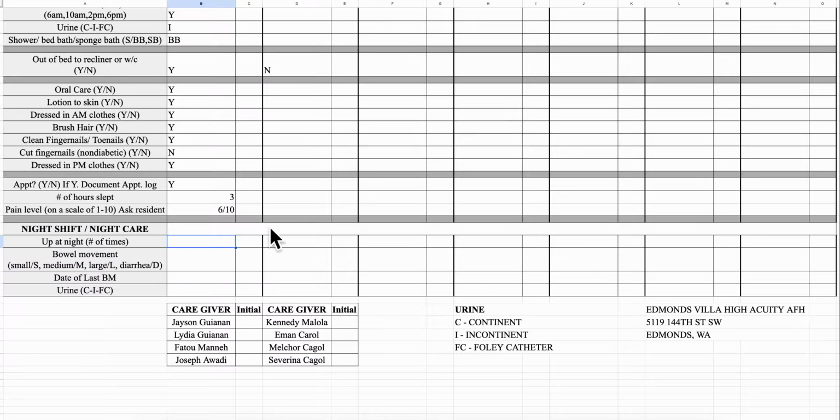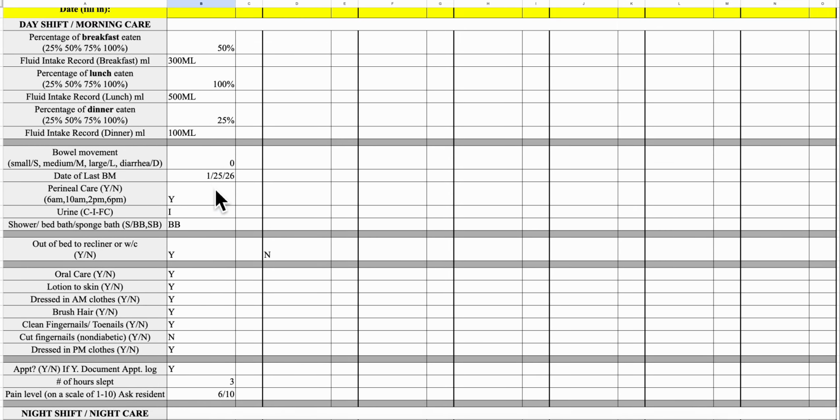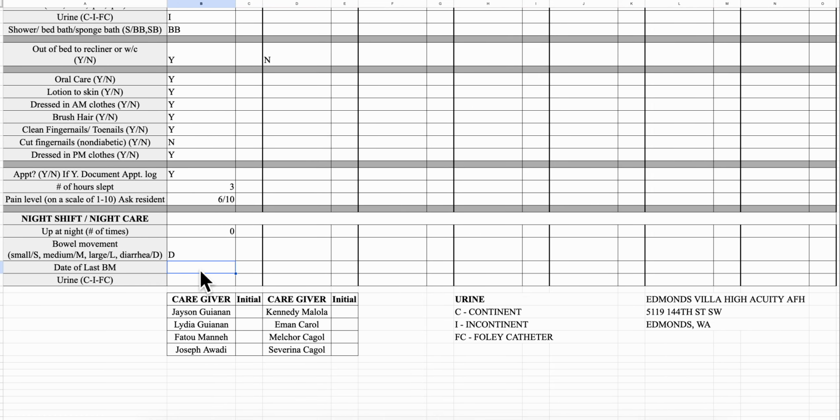How many times were they up at night? My resident was pretty good. So 0 times, he was not up at night. Bowel movement. He had diarrhea at night. So that would be a D. And then, last bowel movement. So they didn't poop during the day shift. Day shift gave them some medications for constipation. And then in the night shift, they pooped.